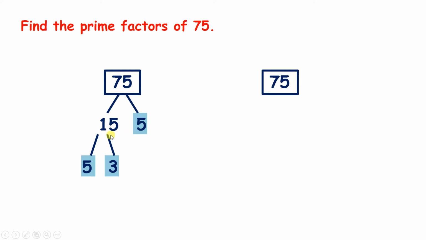And if instead of 15 and 5 we'd chosen 25 and 3, again 3 is a prime number, so we can leave that as the end of a branch. 25 can be broken down into 5 times 5. So again, our prime factors are 2 5s and a 3.